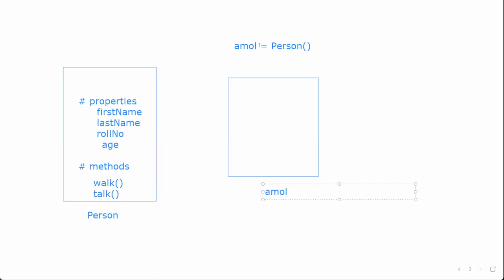And the type of Amol is Person. So whatever is available on Person will be available here: first_name, last_name, roll number, age, and the methods walk and talk. This will be available. So this Amol is the object of Person, or an instance of Person. And what is the data type of Amol? The data type of Amol is Person.